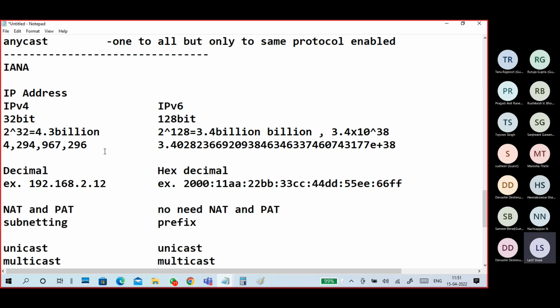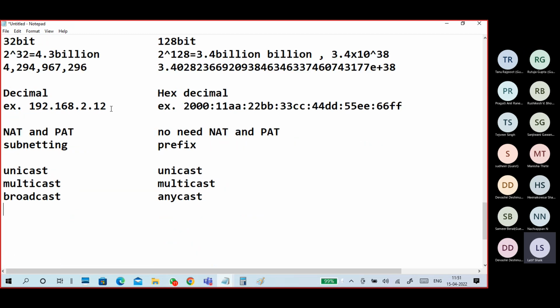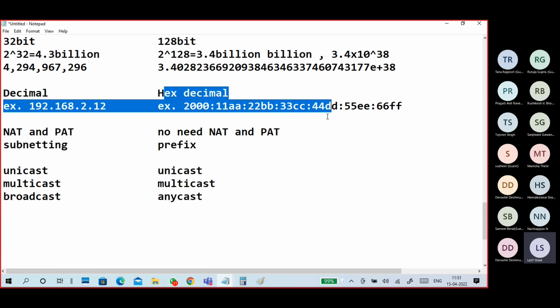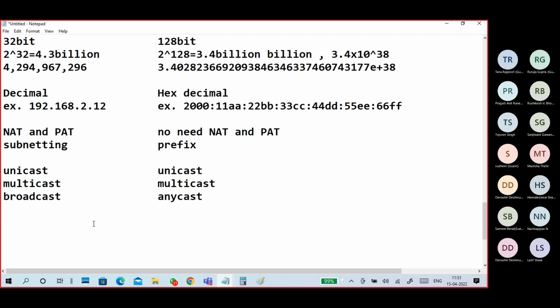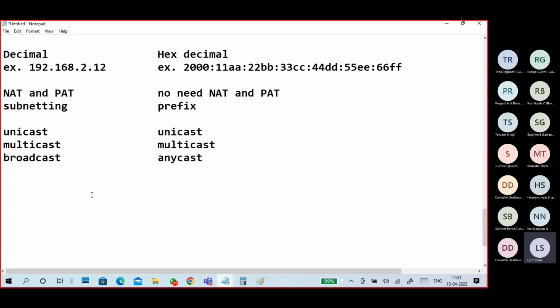So again, IPv4 is 32-bit, IPv6 is 128-bit. 2 to the power of 32 gives 4.3 billion IP addresses, 2 to the power of 128 gives far more IP addresses. IPv4 uses decimal format, IPv6 uses hexadecimal format. It contains a 128-bit number. There are a few small differences.